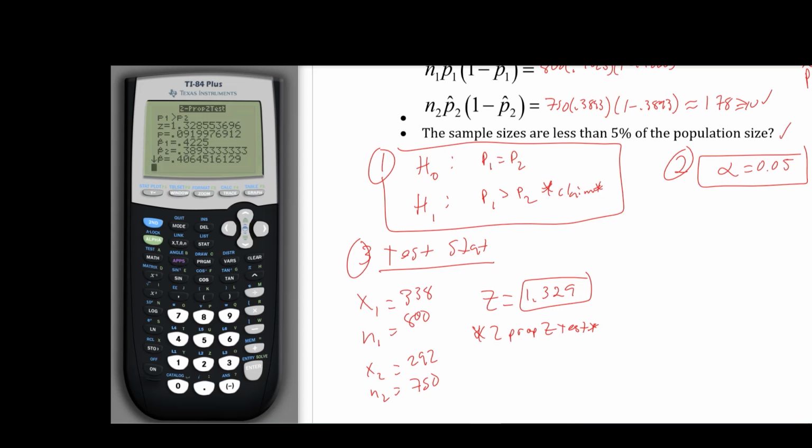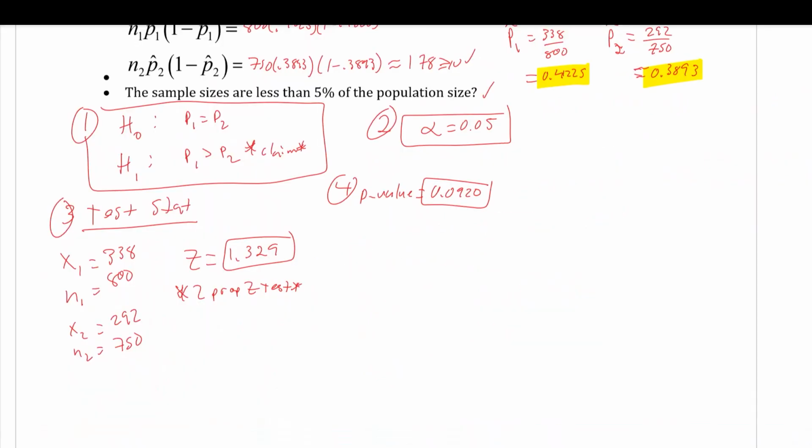And of course, it has other outputs here like P1 hat, P2 hat. We already calculated those. P hat with no subscript, that's just the pooled proportion if you needed that, which you probably don't. If you're already using this calculator to come up with this, you don't really need that. And then it just reiterates the sample sizes. So I do want to copy over the p-value for step 4, 0.0920. All right, that was a complete step 3.